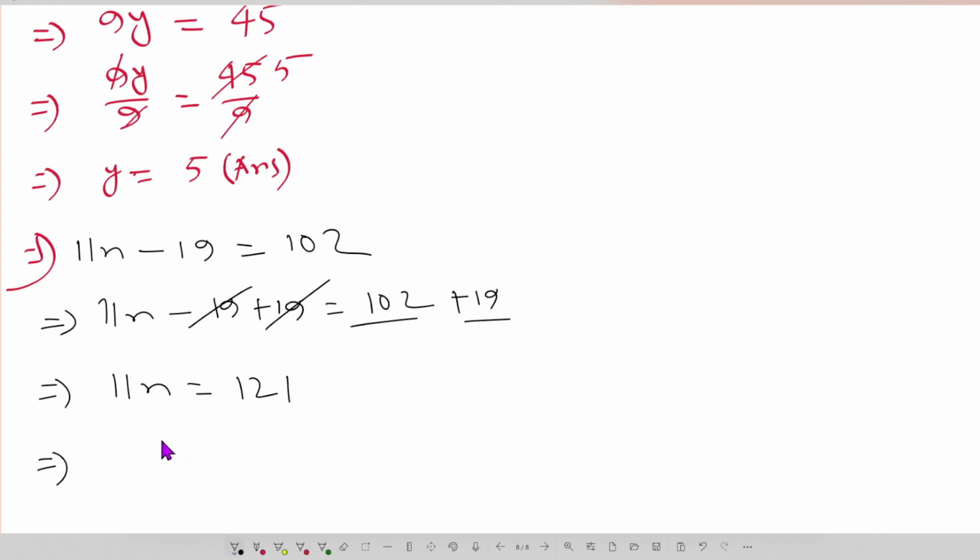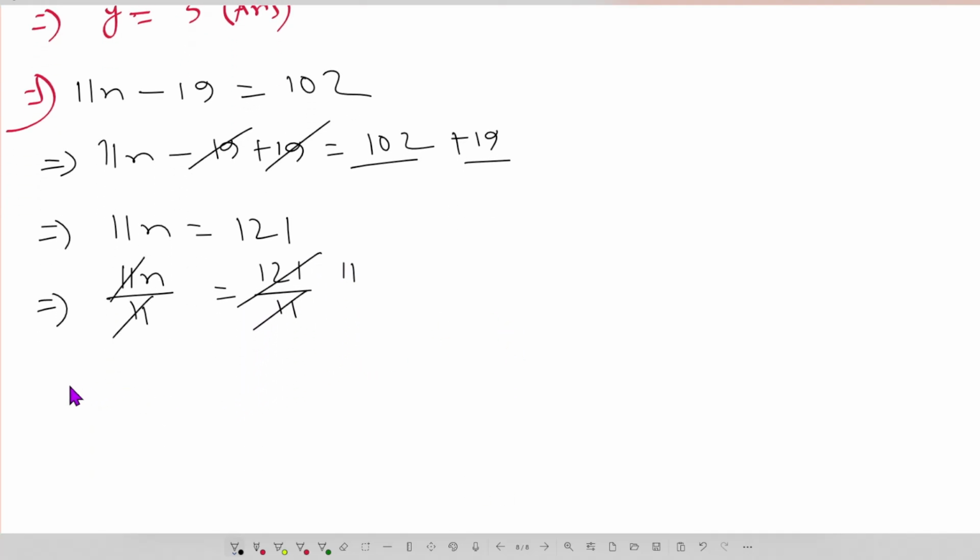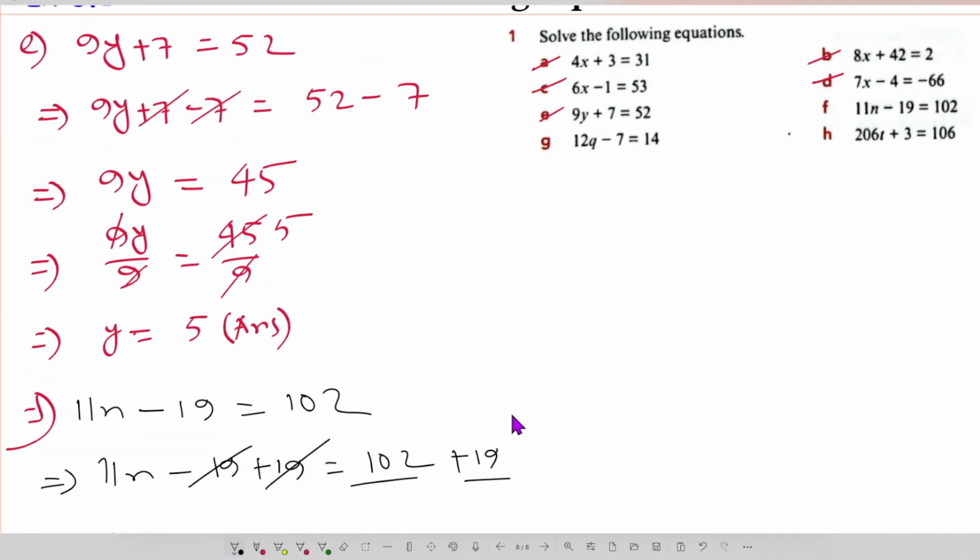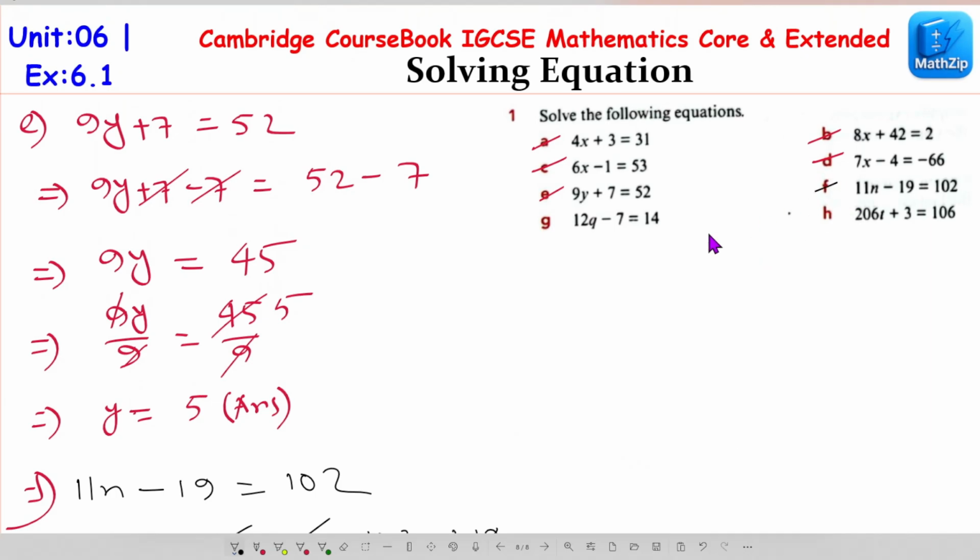Now we can divide by 11 both sides. So 11n by 11 equals 121 by 11. So 11 and 11 cancel out, 121 by 11 is 11. Okay, so our answer is n equals 11. I hope you cleared this one. So number F done.